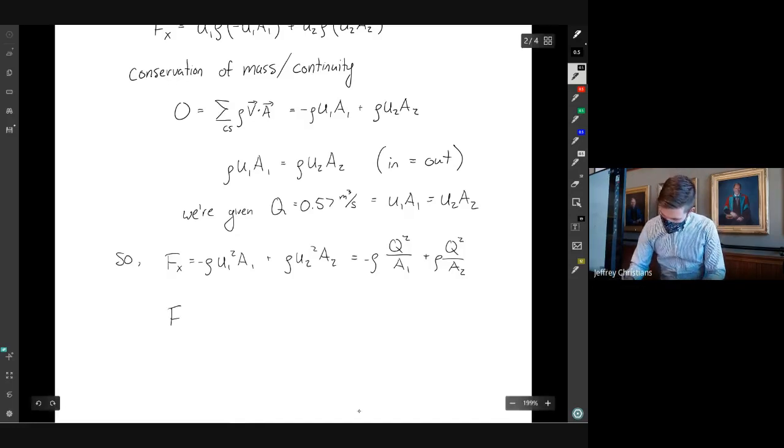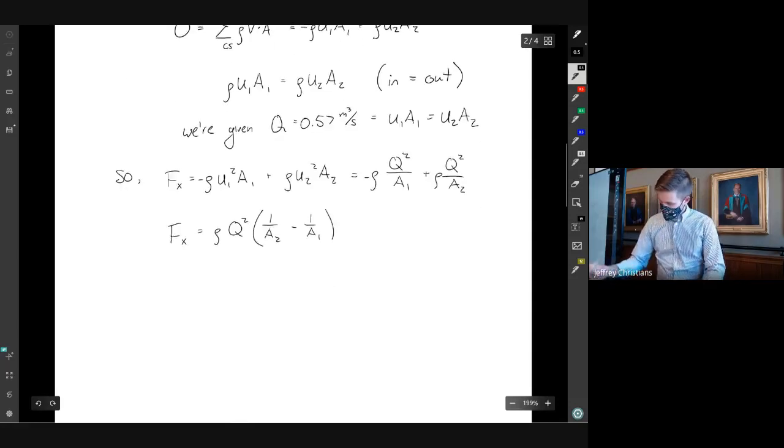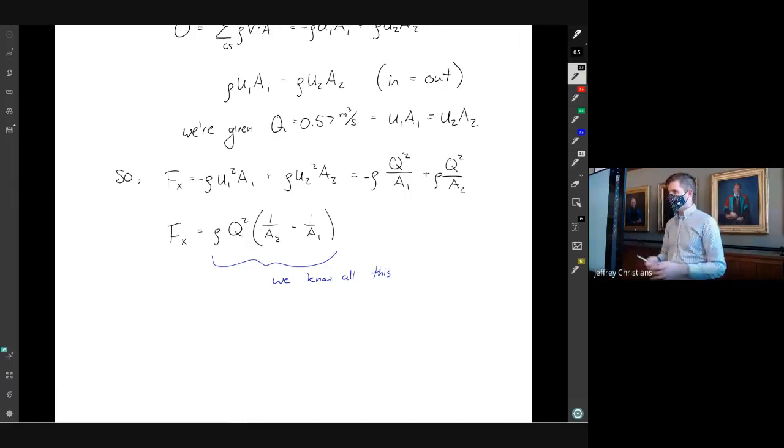So that pretty much gets us to the entire right-hand side of the equation, right? So Fx equals rho Q squared times (1 over A2 minus 1 over A1). We can really easily calculate the areas because we have diameters, but we know all that.